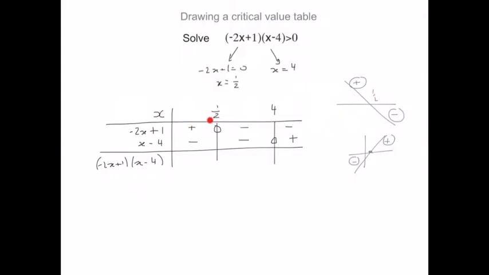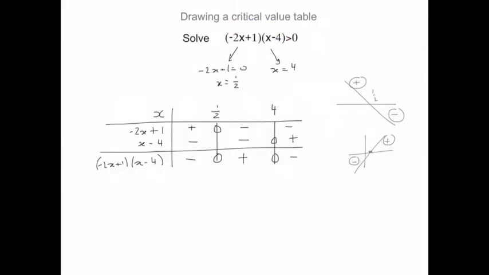When x is less than 1/2, you're multiplying a positive number with a negative number, so this makes the product negative. Here the product is going to be 0. When x is in between 1/2 and 4, you know that -2x + 1 is going to be negative, and that x - 4 is going to be negative, so you're multiplying two negative factors, making the product positive. And finally, when x is greater than 4, you're multiplying a negative factor with a positive one, which makes a negative product. We can now solve the inequality.